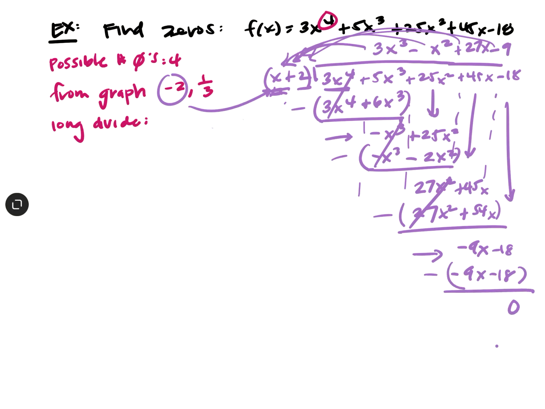So check. And the more important part here is that we got this more simplified version. So we already calculated out the factor of x plus 2, or the 0 from negative 2, right? So now we have a simpler version that we can do our 1/3 with. So let's do our 1/3 using synthetic division. So for synthetic division, what we're going to do is put 1/3 outside.